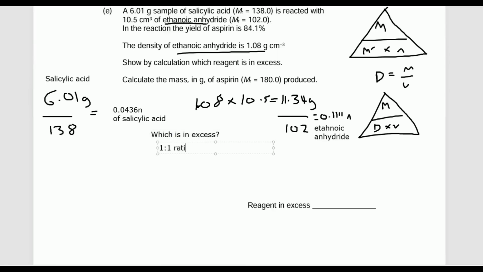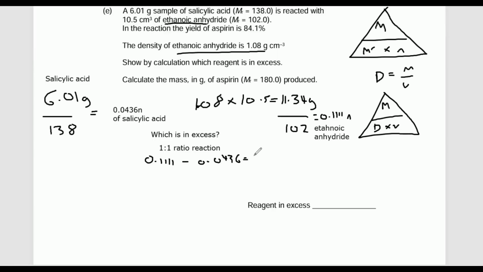So which is in excess? Is it the salicylic acid or the ethanoic anhydride? They're both in a 1-to-1 ratio, so we just need to look which one is bigger. And the answer is the ethanoic acid, 0.111 moles, is bigger than 0.0436 moles, right? So the ethanoic acid is in excess.